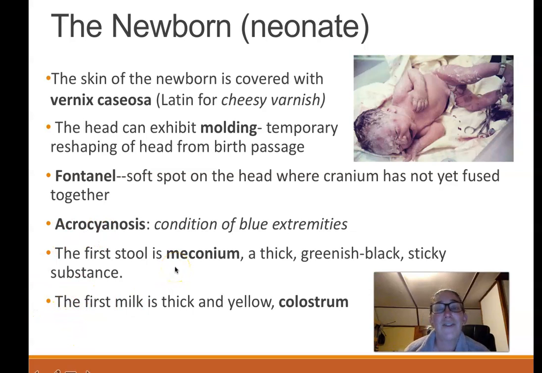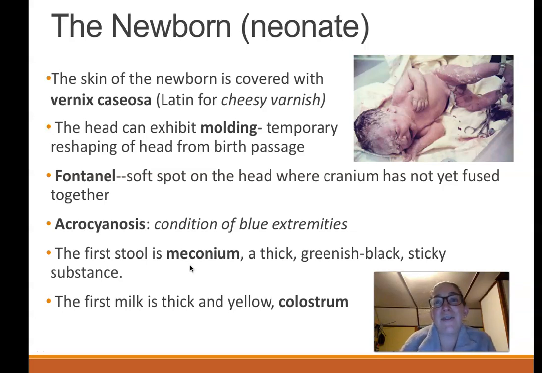The first stool that's produced by the baby, the newborn, is called meconium, and it's like a thick, sticky, black, dark green stuff. It's like chewed up Tootsie Roll. It's a really gross picture probably, but it's a different consistency than at any other point in your life. Even in a few days, the baby's stool will look very different.